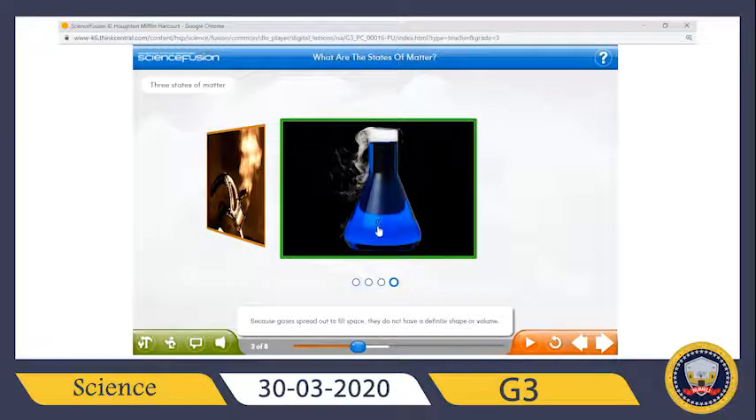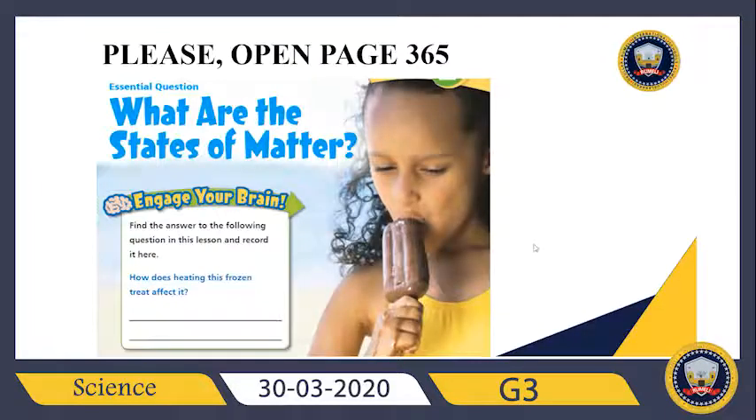Gas spreads out to fill space. Because of this, it doesn't have a definite shape or volume. However, gas can be squeezed or compressed into a container. When you put a lid here, you can compress it. Perfect. Okay, right now let's check your book.